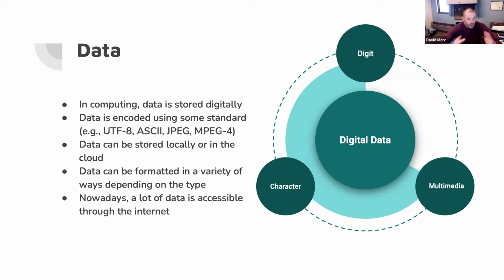Data can be stored locally on your computer. You might store something to your desktop and access it that way. But more often than not, it's going to be stored in the cloud, whether that's on a cloud-based drive or on an intranet, and you can then share data with others. The data can be formatted in a variety of ways depending on the type, regardless of the encoding method. So it might be formatted in a spreadsheet, an Excel file, or maybe it's a .csv file, or maybe it's stored as a .dat file, or a JSON file format, or maybe an XML file, for instance. And nowadays, a lot of that data is accessible online on the internet.